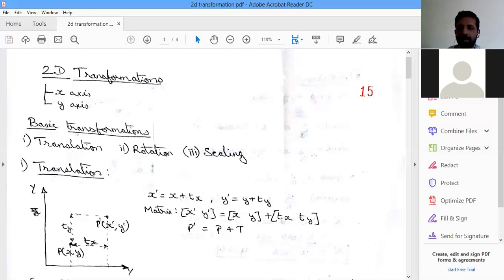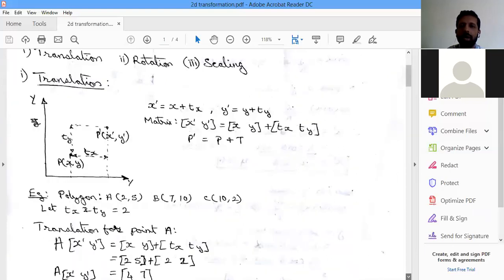So what is this translation? Translation is nothing but we want to move an object from one coordinate to another coordinate. So we want to replace that. For example, if I take up this point P, I want this not to be here anymore. I need it to be at this particular new coordinate over here, not at this place. I want to move it to this particular place.